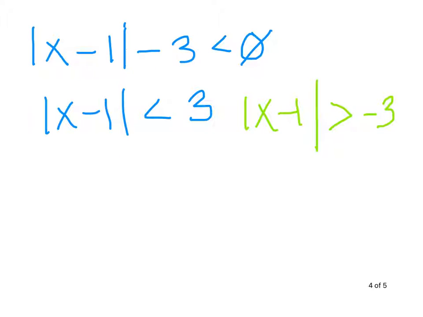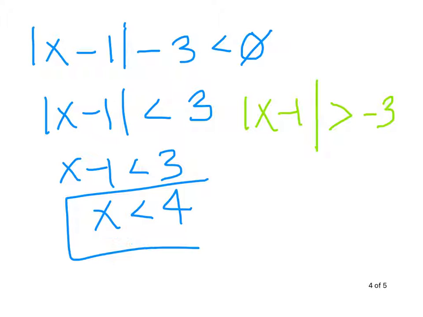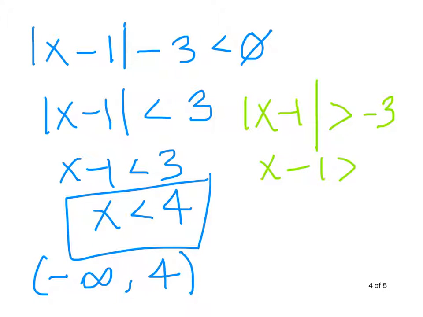Now we can remove the absolute value symbols, right? So x minus 1 is less than 3, add 1 to both sides, x is less than 4. So that's the first one. And if I were doing this in interval notation, that would be negative infinity to 4. Parentheses or bracket? Parentheses. Cool.